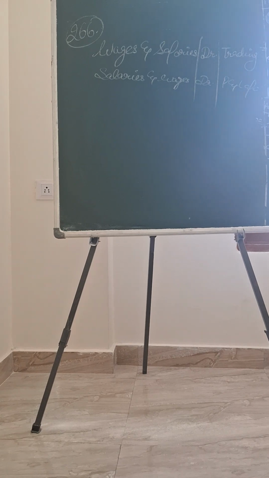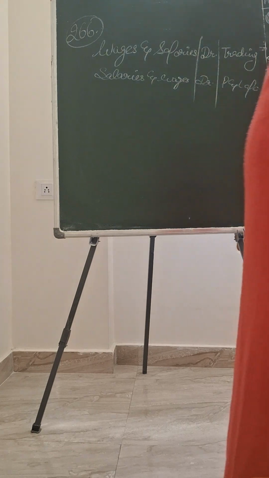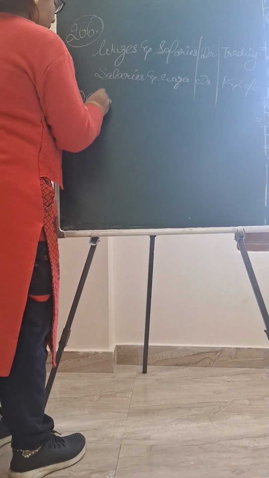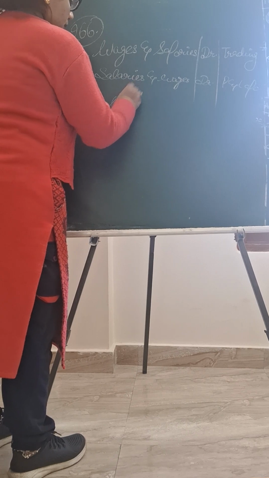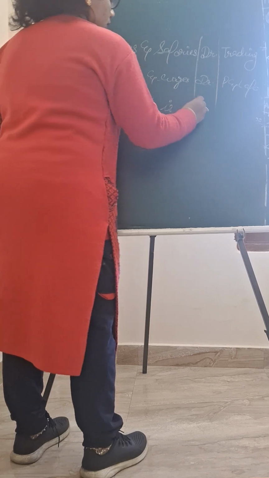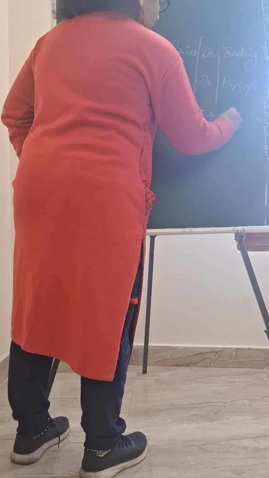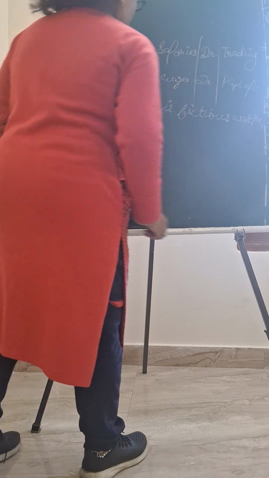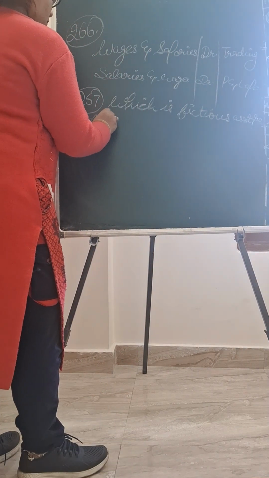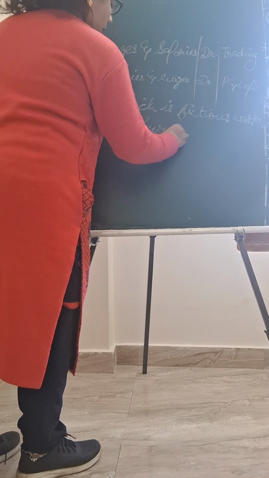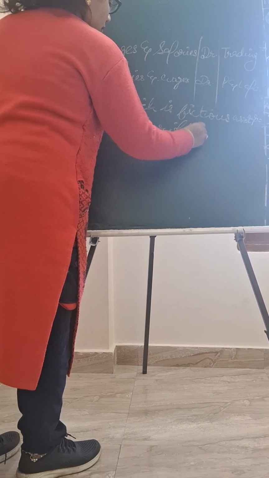Next question, question number 267. Which of the following is a fictitious asset? The answer is copyrights. Copyrights are the fictitious asset. Next question.